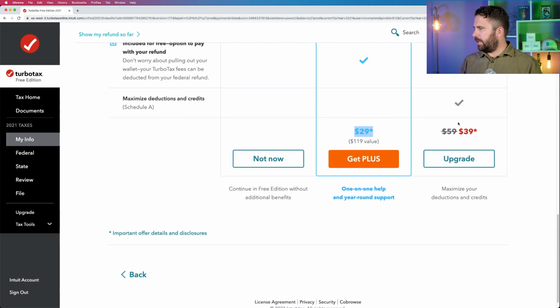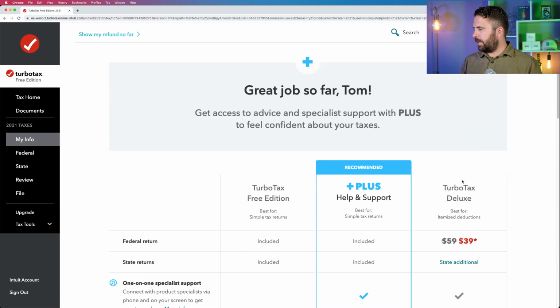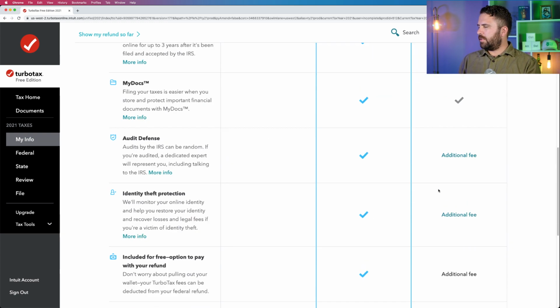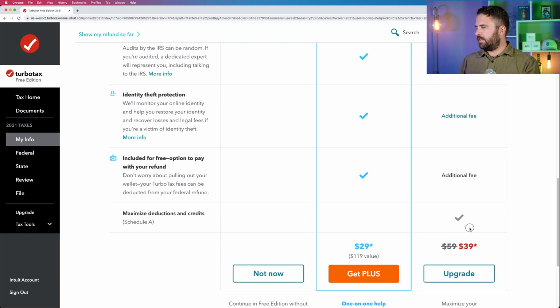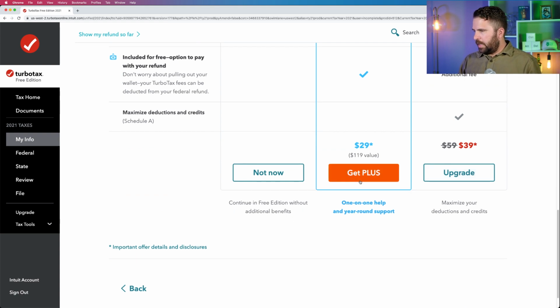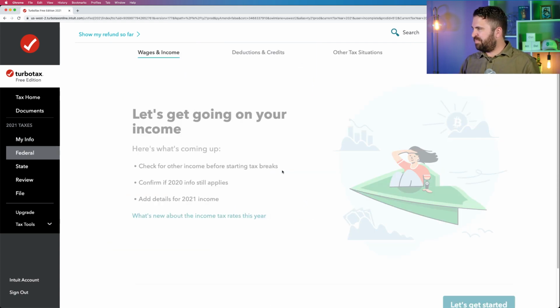And what's this $39 product? Okay, this is to upgrade. Okay, why would they even present this, though? I don't understand. Why would they let him upgrade now without even knowing if he needs to upgrade? I don't like this either. So I'm going to say not now.